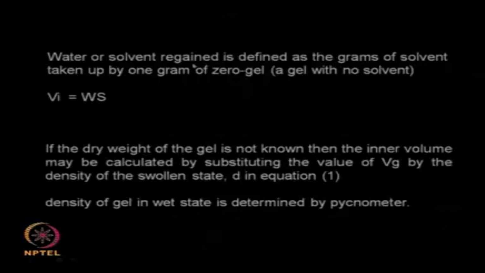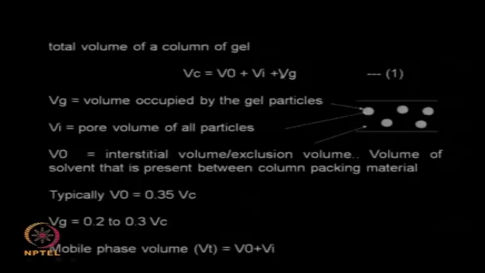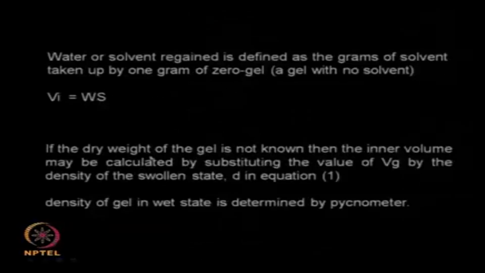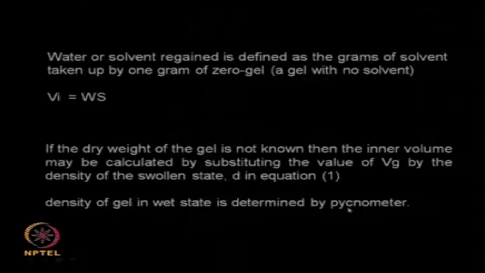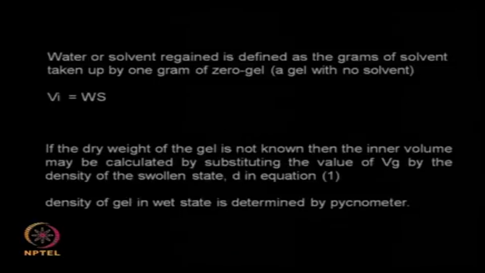The water or solvent regain is defined as the grams of solvent taken up by 1 gram of zero gel. Zero gel means the gel does not have any solvent, that means it is very dry. If the dry weight of the gel is not known, then the inner volume may be calculated by substituting the value of Vg, that is the volume occupied by the gel particles when it is completely swollen, by the density of the swollen state. The density of the gel in the wet state is determined by an instrument called a pycnometer. So one can find out the density in the swollen state, and find the volume occupied by the dry particles by completely drying the gel in an oven and looking at the displacement of water or some other solvent which does not allow the gel to expand. That will give us an idea about the volume occupied by the gel in a dry condition.